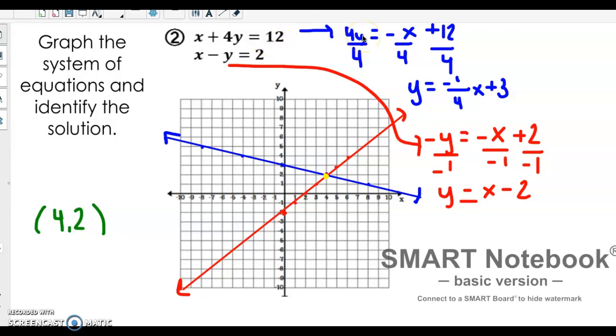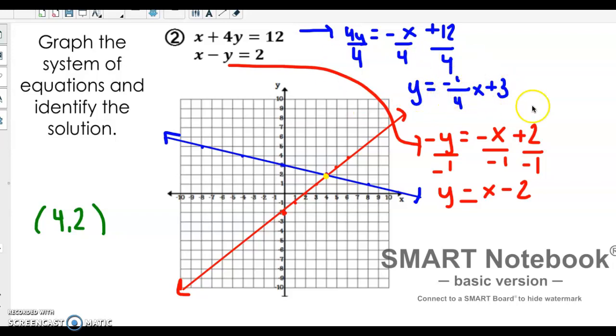The first thing you can do is subtract x from both sides. That gives you 4y is equal to the opposite of x plus 12. Now remember, you just want to get y by itself. So the opposite of multiplying by 4, or the inverse of multiplying, is dividing. So you're going to divide all three terms in this equation by 4. When you do that, you get y = -1/4 x + 3.